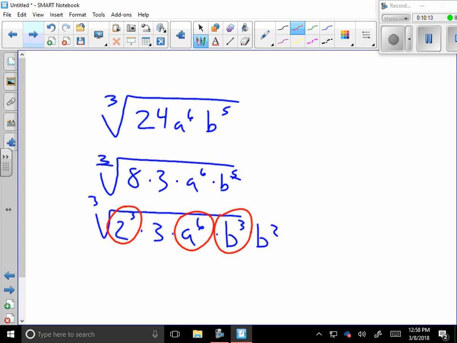So cube root of 2 to the third is just 2. Cube root of a to the 6th is just a squared. And cube root of b to the third is just b. And then you have left over underneath the cube root 3 and the b squared.